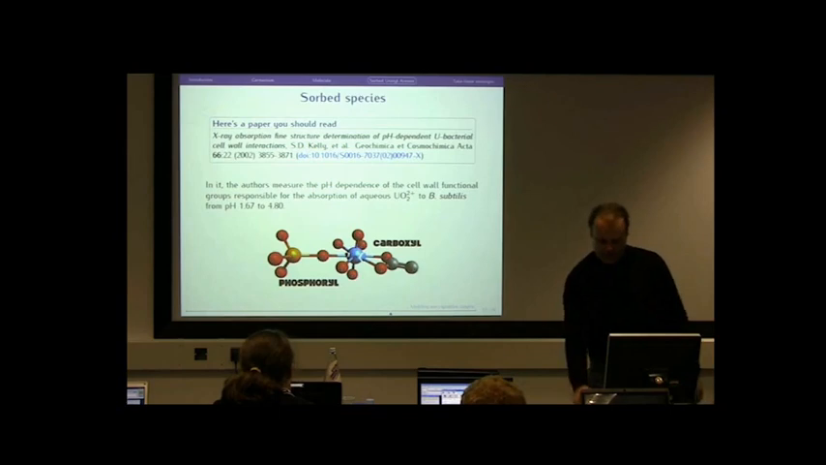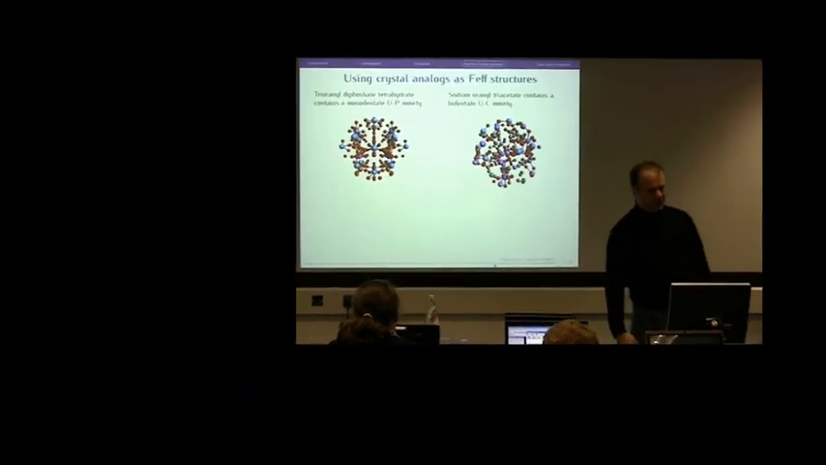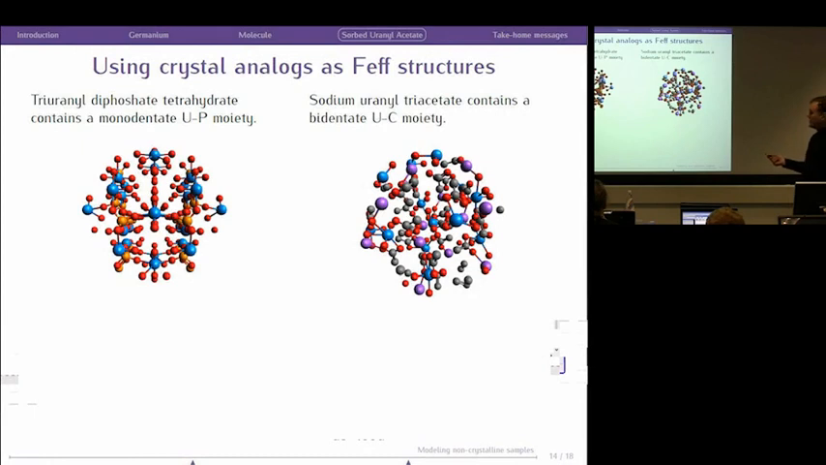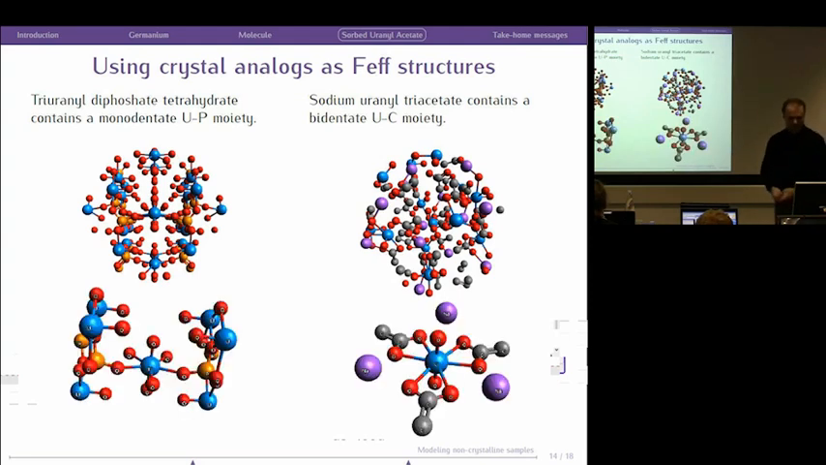So she picked 2 of them that were relatively simple, triuranyl diphosphate tetrahydrate, and she found the crystal structure for that, and here's a ball and stick figure made out of that crystal structure. And she chose sodium uranyl triacetate, found the crystal structure for that, here's the ball and stick figure. These are big messes. But if we drill down into the middle, we see that this thing is full of structures that look like this.